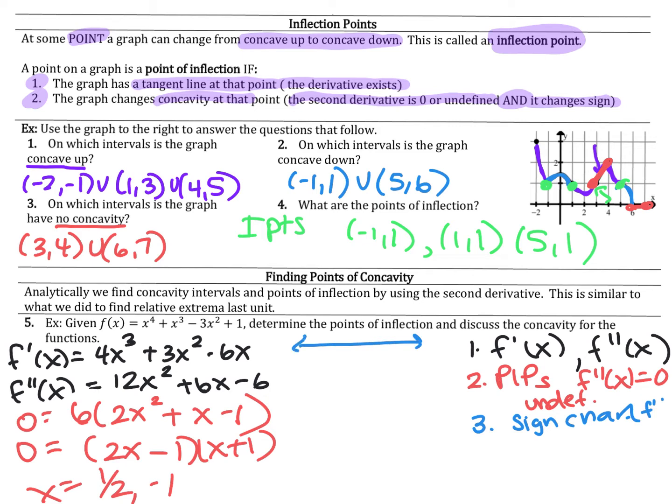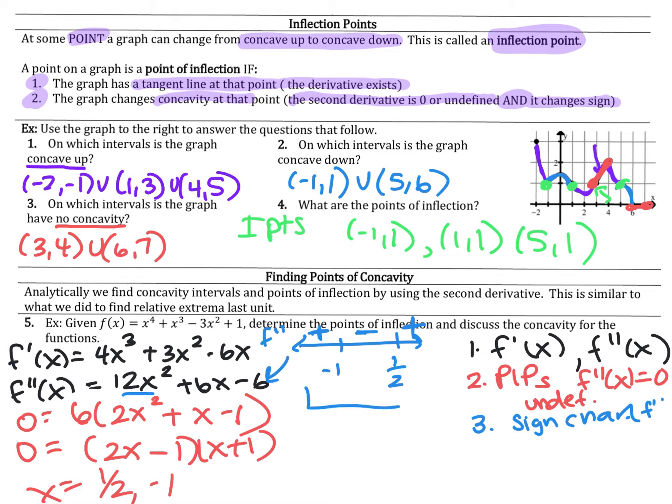So I'm going to come over here. I'm going to put -1 and positive 1/2 on my sign chart. I'm going to be looking at the second derivative and asking myself, when we are below -1, what's happening? Well, if I'm below -1, say at -2, this is going to be 48 minus 12 minus 6, so that's going to be positive, whatever that number is. If I plug in 0, I get -6, so that's going to be negative. If I plug in something bigger than 1/2, like 1, I'm going to get 12 plus 6 minus 6, that's also going to be positive.